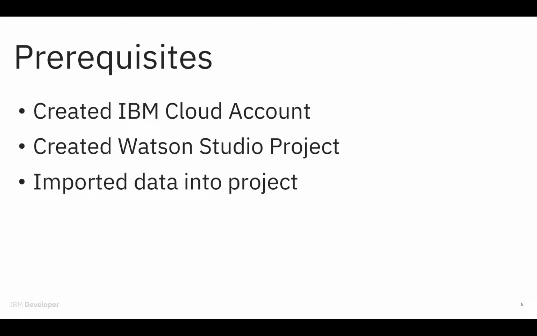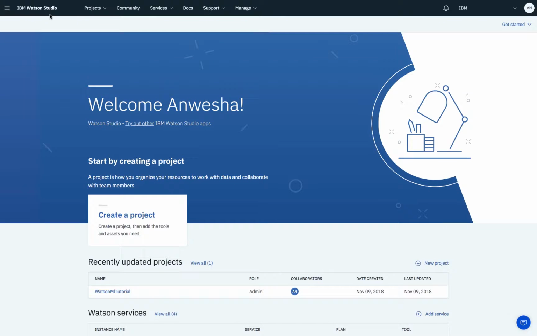So this video is assuming you have already created a Watson Studio project and imported data from a CSV file that contains a table with different health factors and whether the heart has failed or not. If you haven't done this step, please check out the previous video. Let's go back to the Watson Studio homepage. Let's go to My Projects and open up our project.